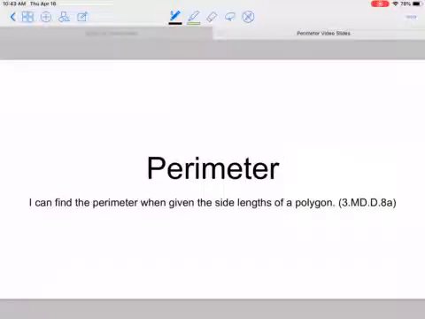Hello friends, today we are going to be learning about perimeter. Now we've done area and we started there, and now we're going to talk about perimeter. So our learning target today says, I can find the perimeter when given the side lengths of a polygon.